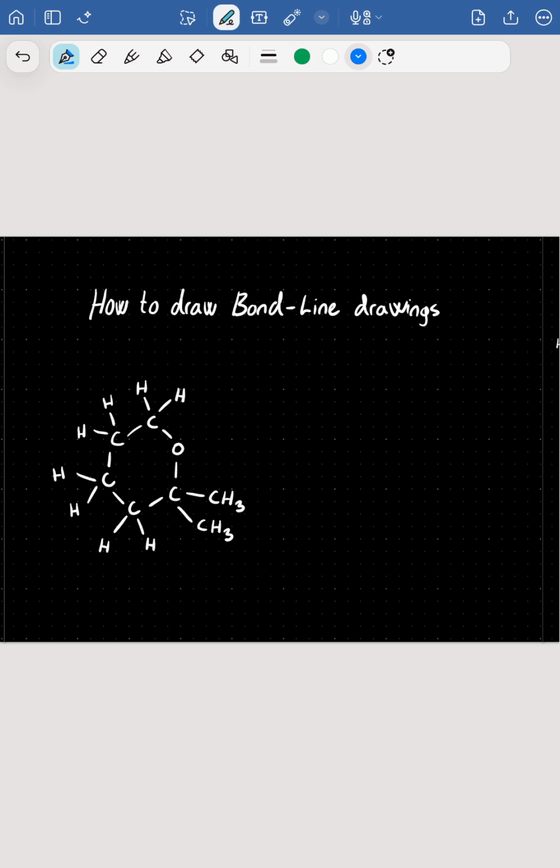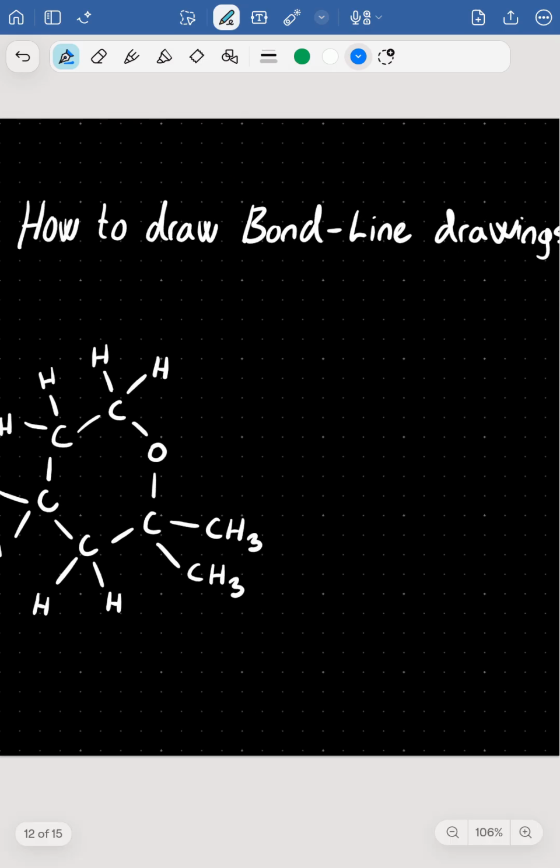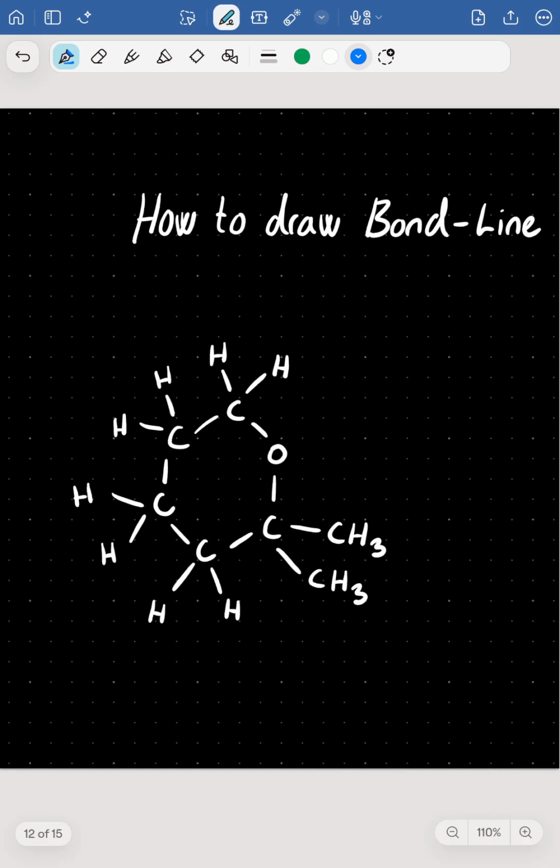That means we do not draw carbon, we do not draw hydrogen, but we must draw all other atoms, if there are other atoms. So using this rule, the example molecule simplifies to this. So let's draw this as a bond line drawing.